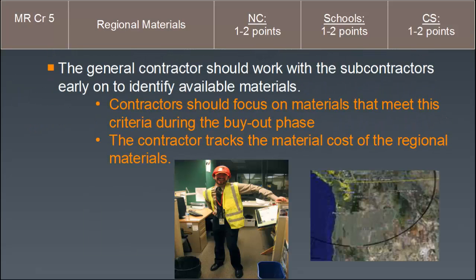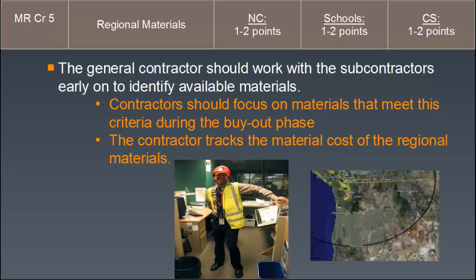As I mentioned, the general contractor should work with the subcontractors early on to identify available materials, and architects need to clearly define it in the specs. If this isn't done, it could end up a box of submittals at the end of a project, they're reviewed, and then you find out you don't meet the credit requirements. It really needs to be tabulated and clearly communicated throughout the design and construction management process.